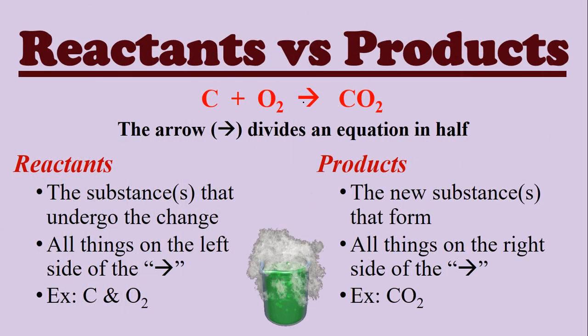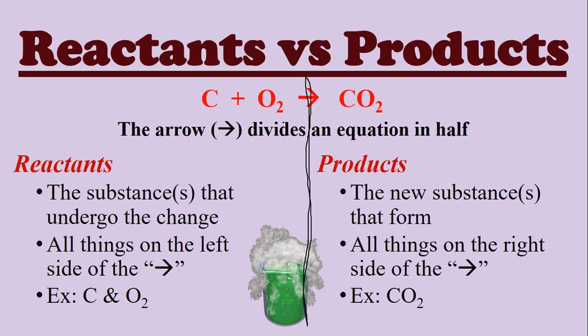Reactants and products. We're going to look at this reaction here. It's not really true how it would work, but C plus O2 yielding CO2: carbon plus oxygen yielding carbon dioxide. The arrow divides the equation in half. This arrow divides this equation in half, so I'm going to use it to divide the PowerPoint in half.